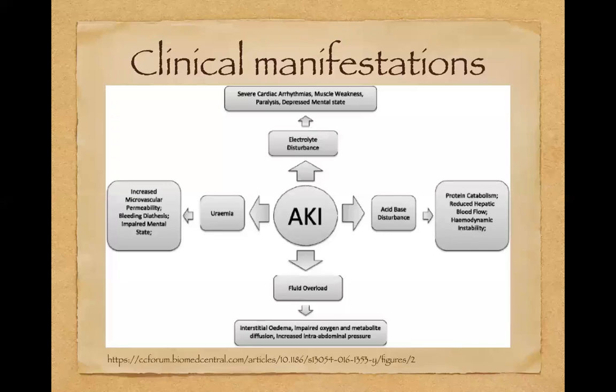So they get uremic encephalopathy, they get GI bleeds, as well as pericarditis. And your electrolyte disturbances, particularly hyperkalemia, which is deadly. It causes severe cardiac arrhythmias, muscle weakness, and paralysis. And your acid-base disturbance basically causes protein catabolism, reduced hepatic blood flow, and obviously hemodynamic instability.